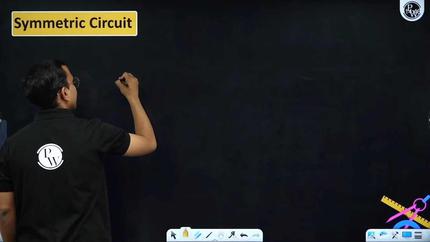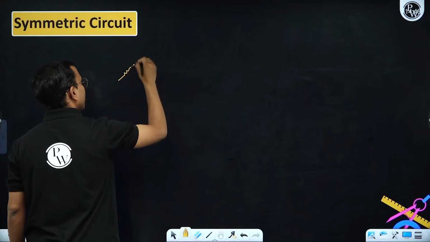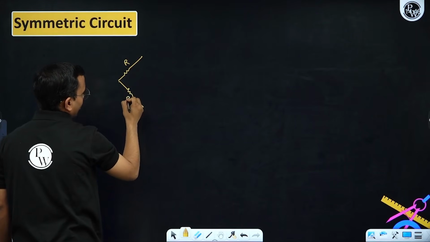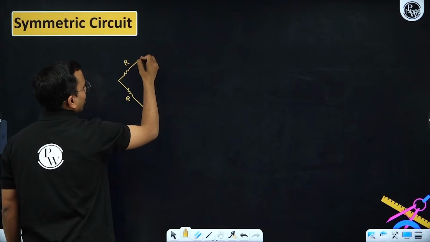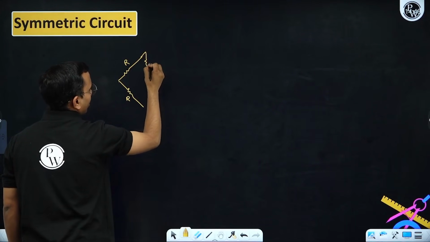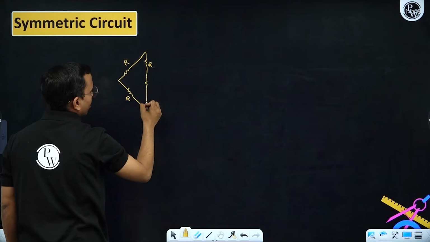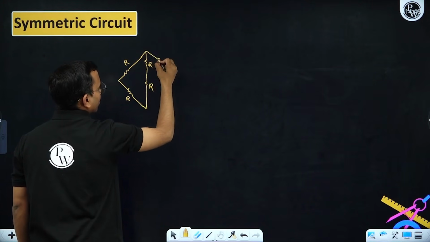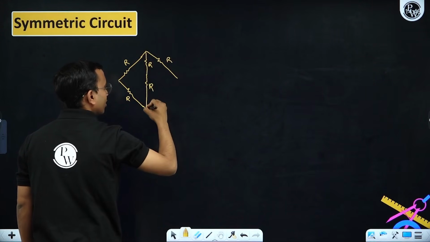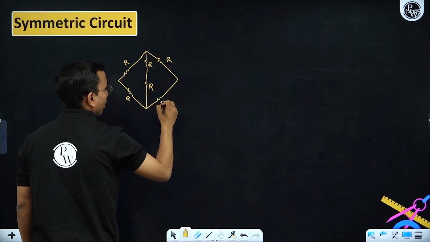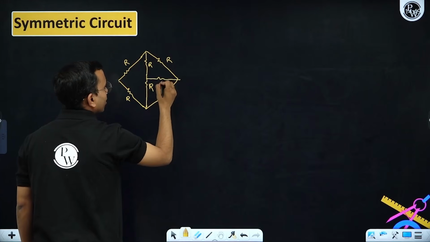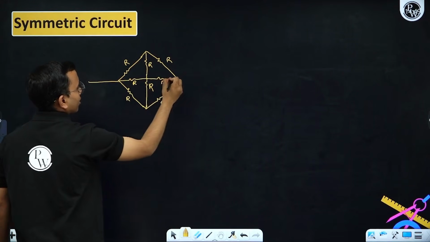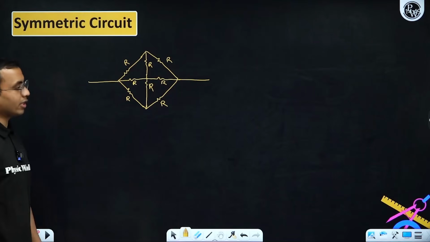So first of all, let us take a symmetricity like this. This is R, this is R, this is R, this is R, R, R, and here you need to find the equivalent circuit.